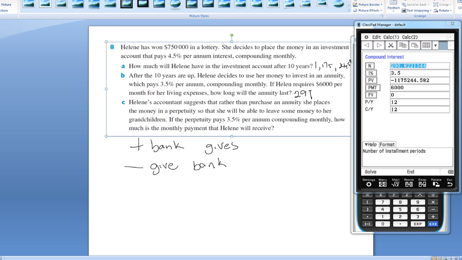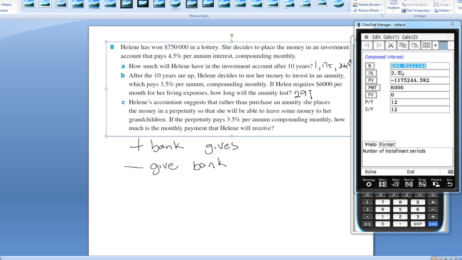Helene's accountant suggests that rather than purchase an annuity, she places the money in a perpetuity so that she will be able to leave some money to her grandchildren. If the perpetuity pays 3.5% per annum compounding monthly, how much is the monthly payment that Helene will receive?